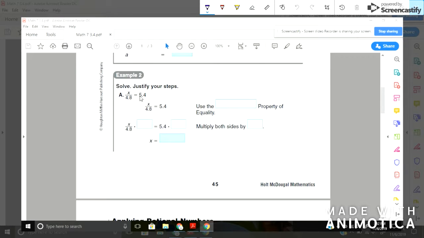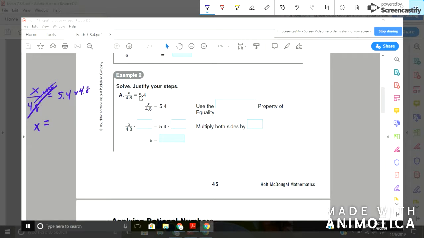So x divided by 4.8 equals 5.4. Okay, to undo dividing, multiply by 4.8 on both sides. Multiplying by 4.8 and dividing by 4.8 are opposites, and they will cancel each other out. And we'll be left with x equals, and we just need to take 5.4 and multiply that by 4.8.